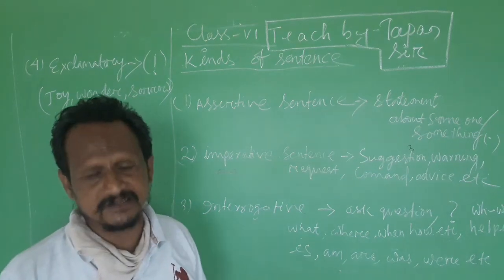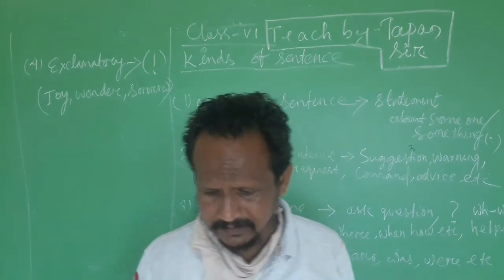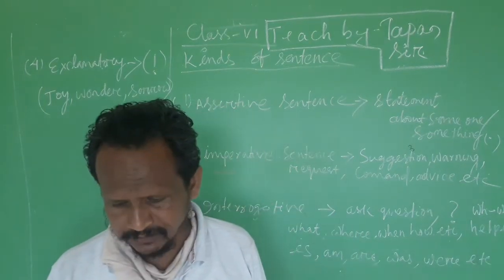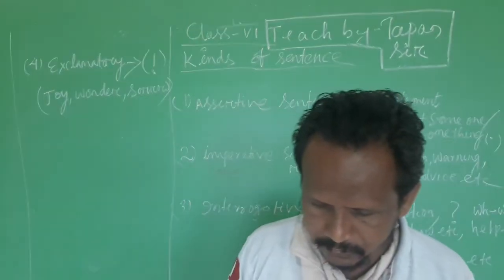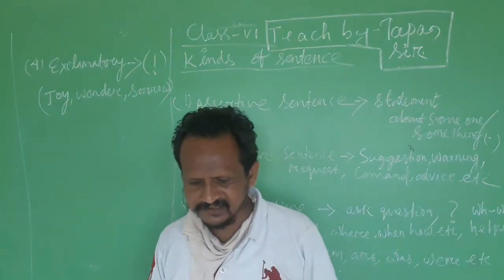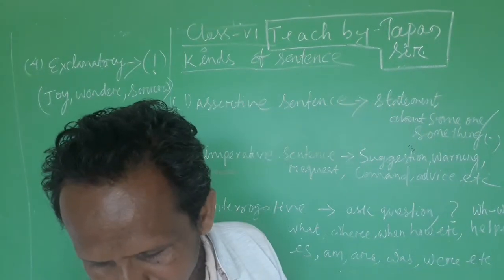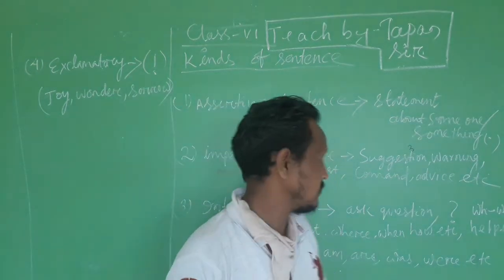How beautiful this house is! How sad the man was! Ouch, I hurt my big toe! Alas, his grandfather is no more! These are the examples of exclamatory sentence.